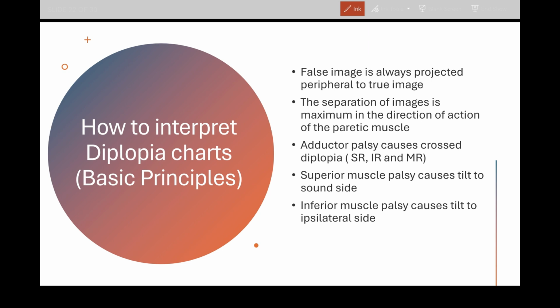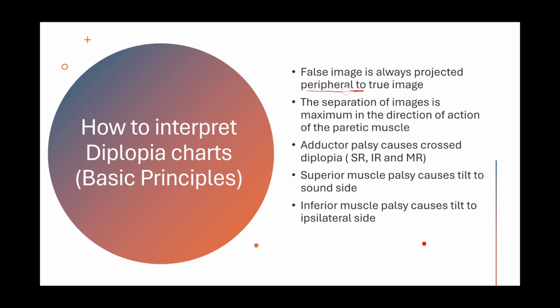So what are the basic guidelines for us to interpret diplopia charts? One, the false image is always projected peripheral to the true image. Okay, we have to remember this. Two, the separation of images is maximum in the direction of action of the paretic muscle.